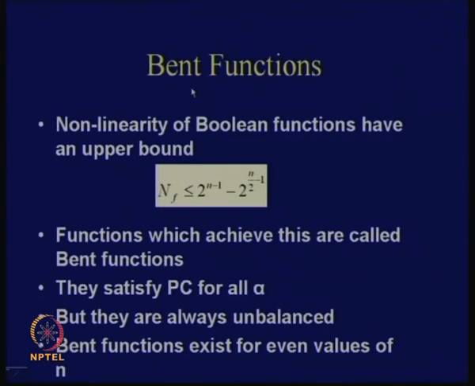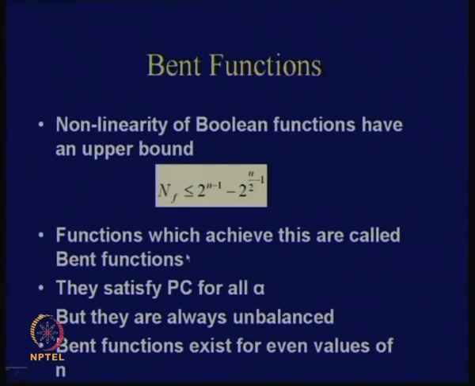So these are some things you can keep in mind: for any n variable Boolean function, there is an upper bound on what the nonlinearity can be. We will not prove this, but you can show the nonlinearity of any n variable Boolean function is at most 2 power n minus 1 minus 2 power n by 2 minus 1. This works when n is even, so n by 2 has to be an integer. These functions are referred to as bent functions, and it can be shown that they satisfy the propagation criteria for all values of alpha, for all orders.